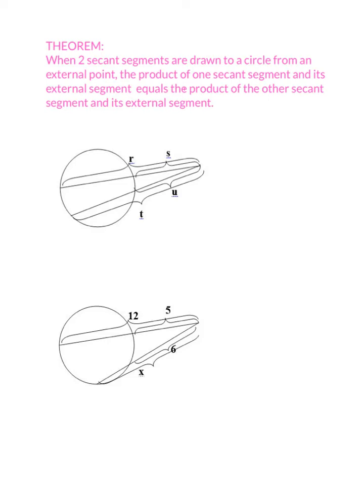Our next theorem states when two secant segments are drawn to a circle from an external point, the product of one secant segment and its external segment equals the product of the other secant segment and its external segment. That is really wordy, so I like to say that the whole times the outside is equal to the whole times the outside. It's a little easier to follow that way.